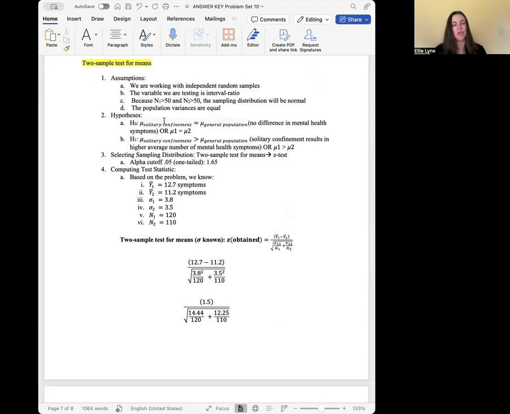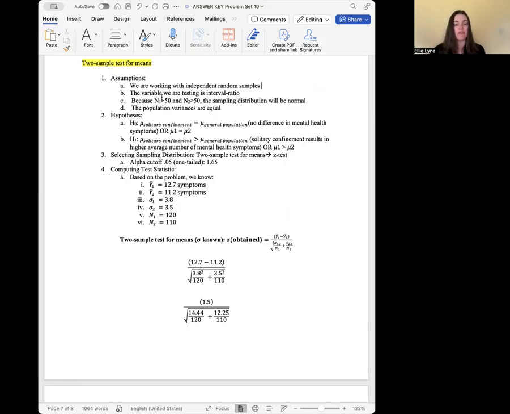All right, assumptions for a two-sample test for means. Starting off, we are working with independent random samples. So you may have noticed for every single question we have done, this is an assumption that is consistent for every single hypothesis test you will do that involves a normal distribution. So keep that in mind. You can copy and paste it for every single one. Make sure that you include that.